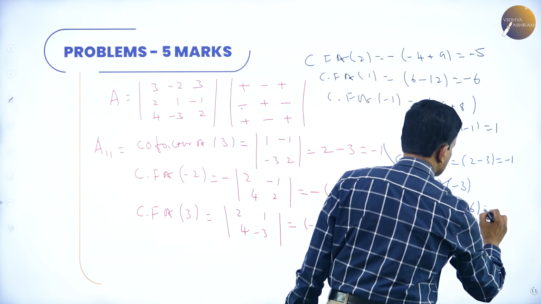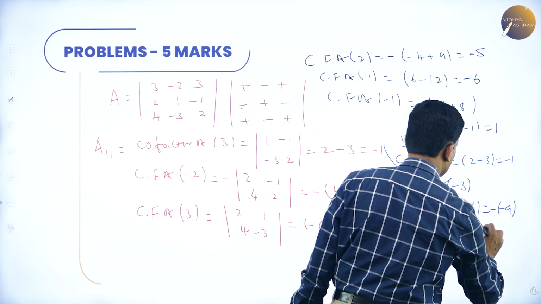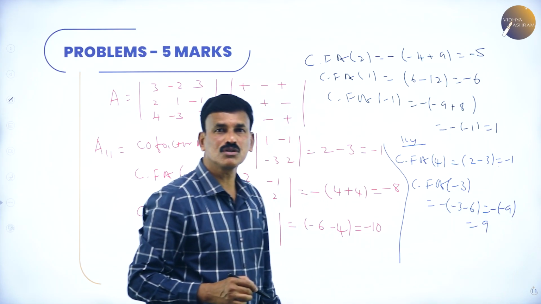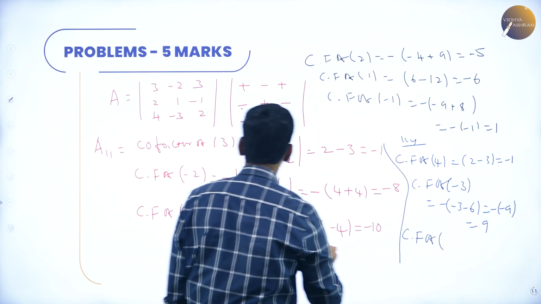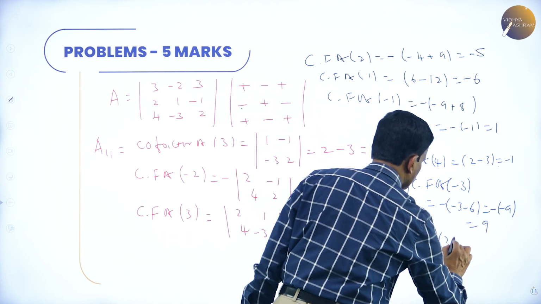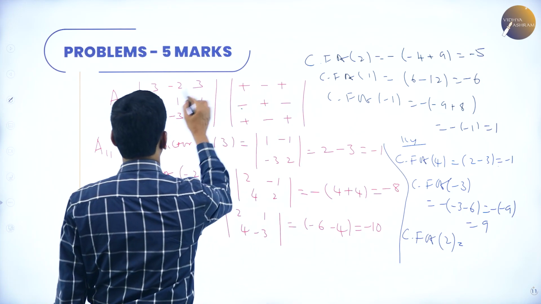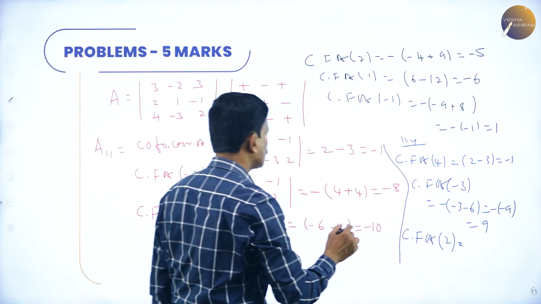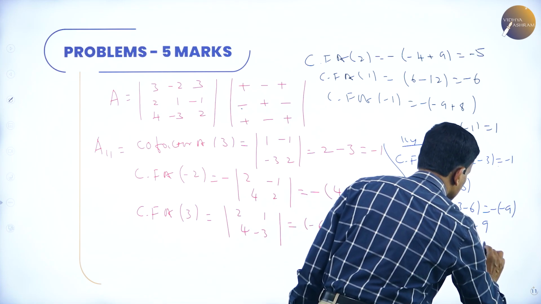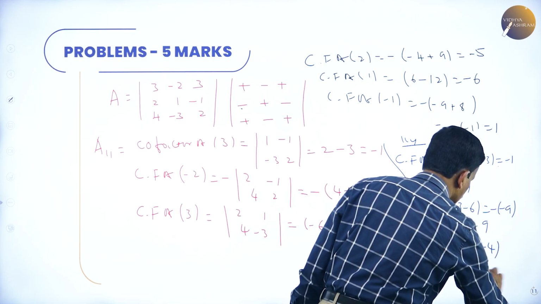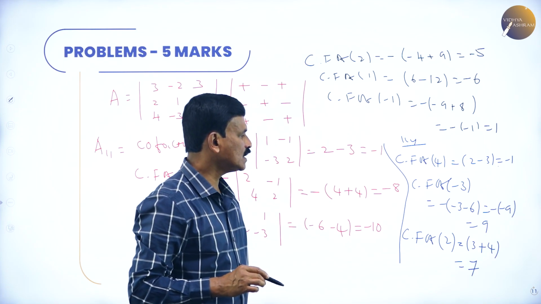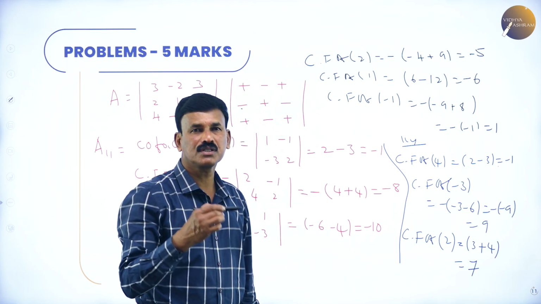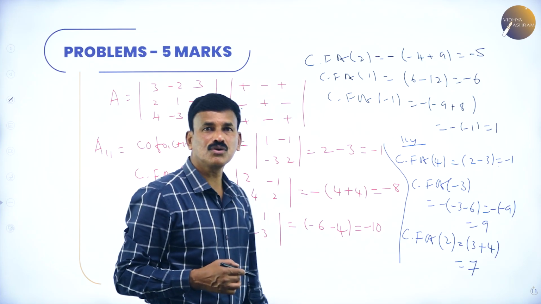Minus 3 minus 6 is equal to minus of minus 9, that is equal to plus 9. And the last element, cofactor of 2: this row and column is gone, 3 1s are 3 plus 2, minus into minus plus, 3 plus 2 2s are 4, that is equal to 7. So minus 1, plus 9 and 7 is the cofactor for the last row. Now, write down the cofactor matrix.